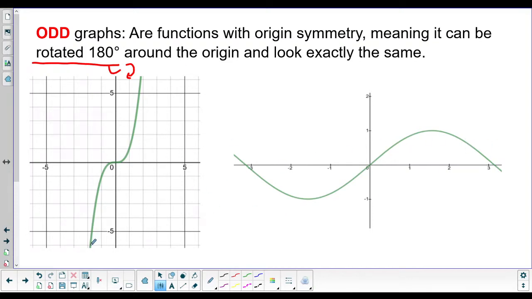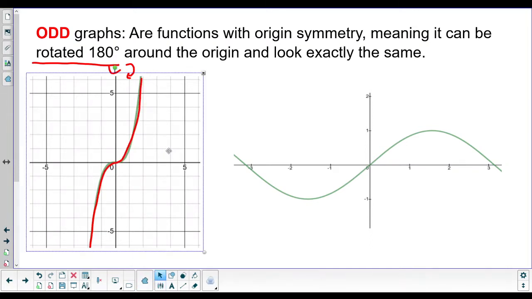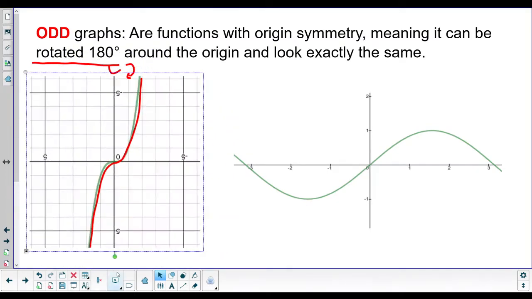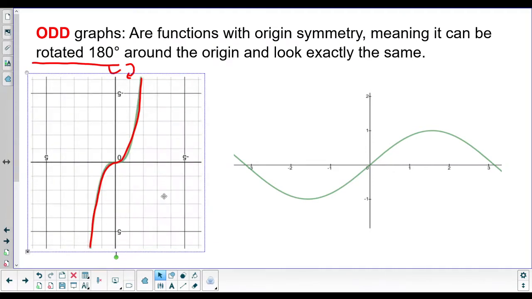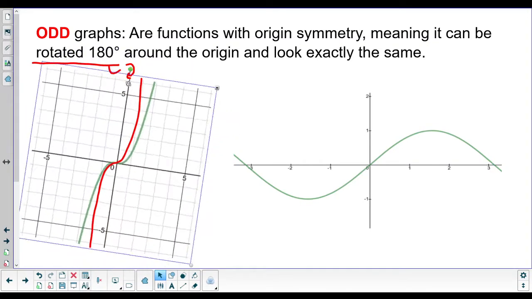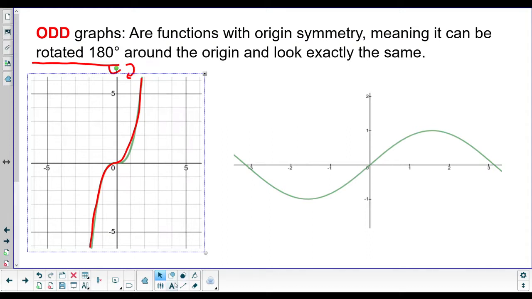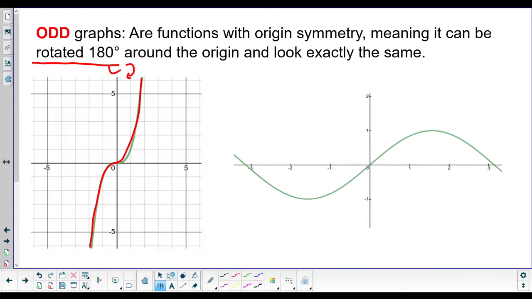What I'm going to do is I'm going to trace this graph, and then I'm going to take the original and I'm going to rotate it half a turn around. Wow, isn't it crazy how it looks exactly the same? It lands on top of itself, kind of minus my poor drawing skills. But if you take it and you rotate it and you pin down the origin, meaning you let the origins overlap, then it should look exactly the same right side up as it does upside down.